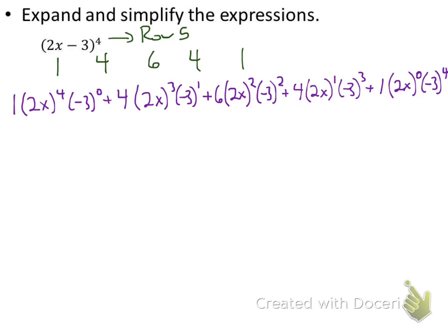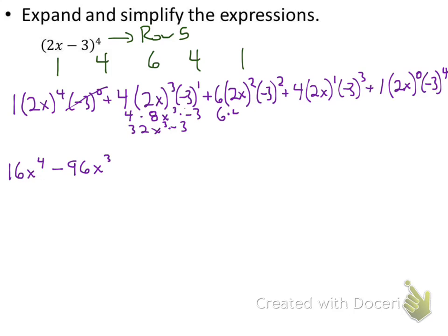Okay, let's start piecing it together. Well, negative 3 to the 0 is 1, so I don't have to worry about that one. 2x to the fourth, 2 to the fourth is 16, so I have 16x to the fourth plus, well, I have 4, 2x to the third, and negative 3. Well, 2x to the third is 8. So it's really going to be 4 times 8x to the third times negative 3, which is 32x to the third times negative 3, which looks like it's not actually going to be positive, it's going to be negative 96x to the third.